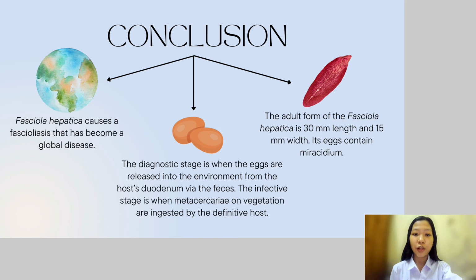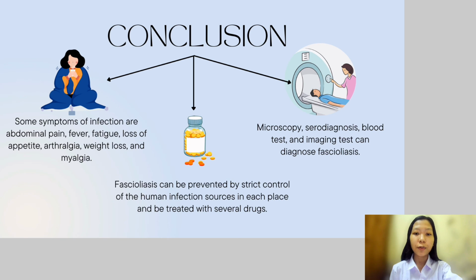The diagnostic stage of Fasciola hepatica is when the eggs are released into the environment from the host duodenum via the feces. The infective stage of this parasite is when metacercariae on vegetation are ingested by the definitive host. Some symptoms of infection are abdominal pain, fever, fatigue, loss of appetite, arthralgia, weight loss, and myalgia. The diagnosis can be done by microscopy examination, serodiagnosis, blood tests, and imaging tests. Fasciolasis can be prevented by strict control of the human infection sources in each place, and can also be treated with several drugs such as triclabendazole and nitazoxanide.